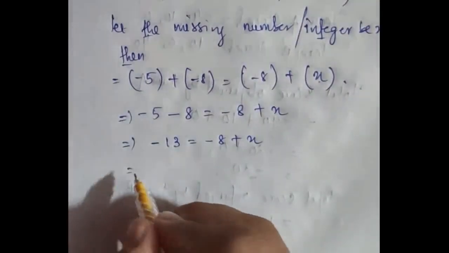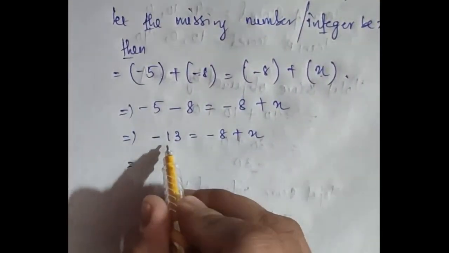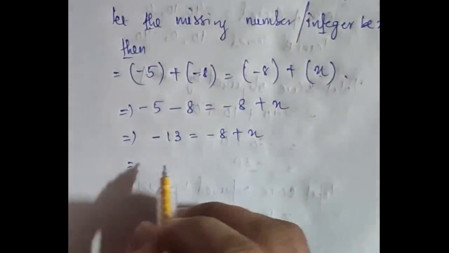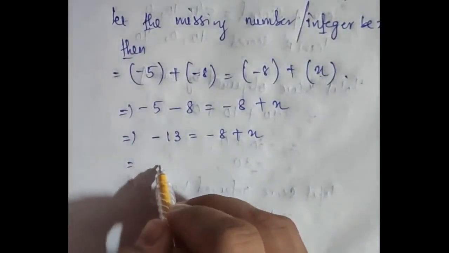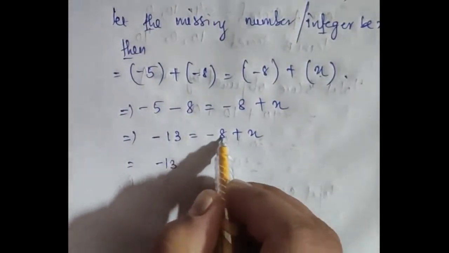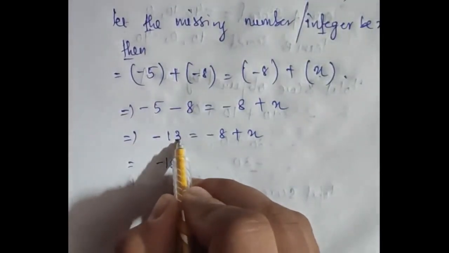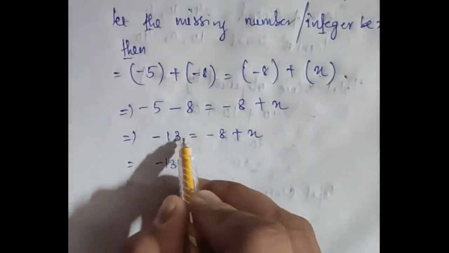Now we have to find the x value. We cannot keep it like this, right? We can find the x value over here, -13. When you bring this 8 in place of this 13, we are crossing the equals to sign here.